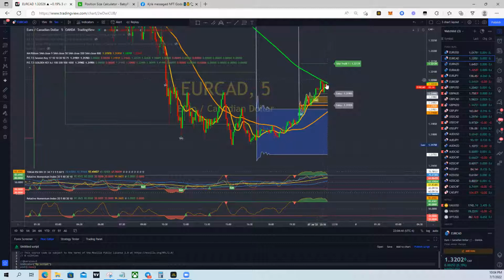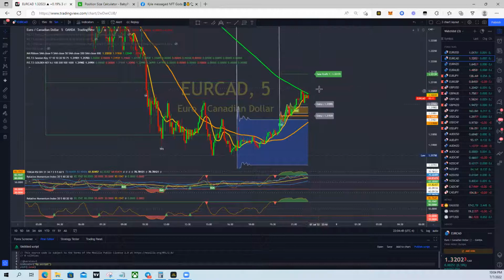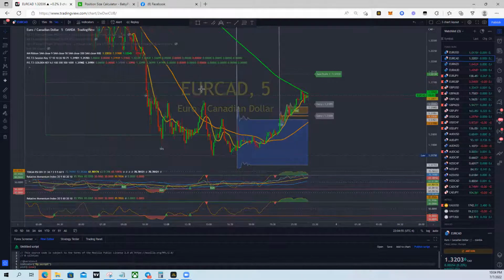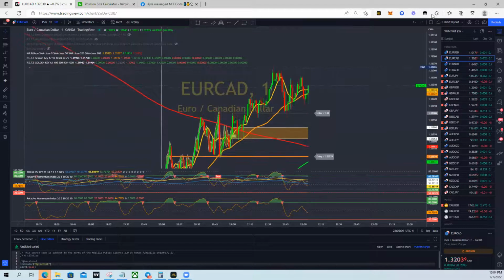If this can get above this EMA 50, EMA 200 death cross, it's a wrap. Go to the lower time frame, see what it's doing. I see a little channel going on. There you go. There she goes.